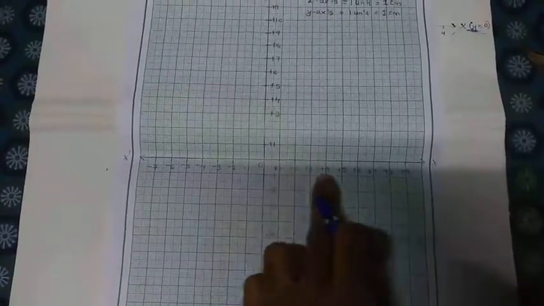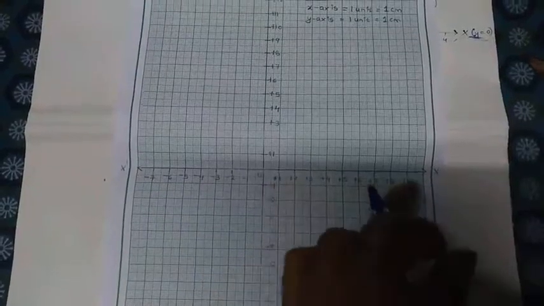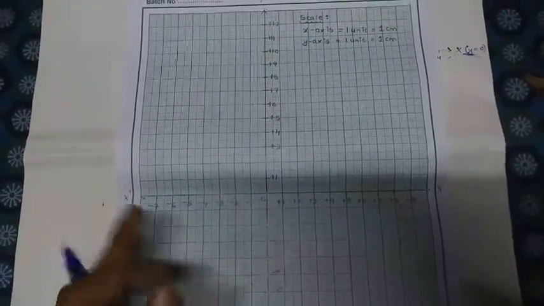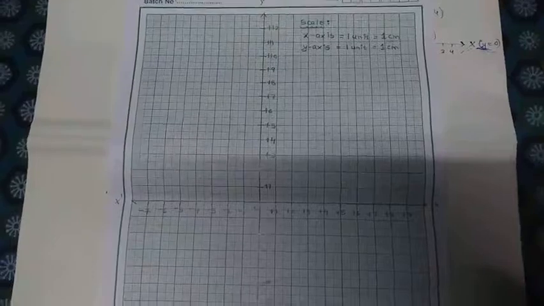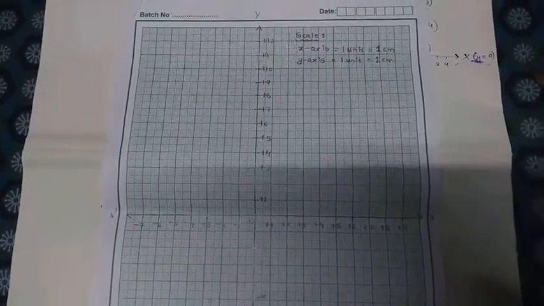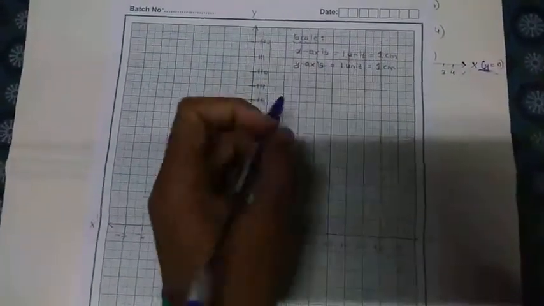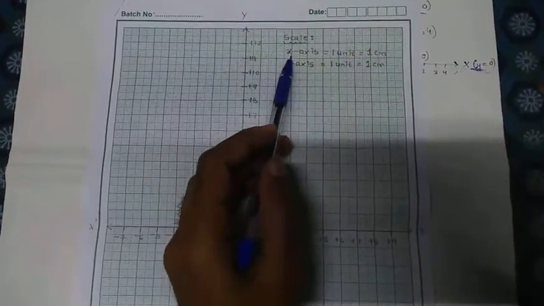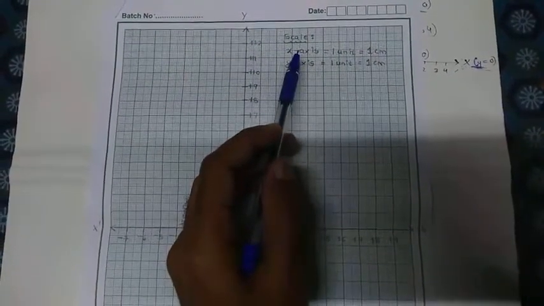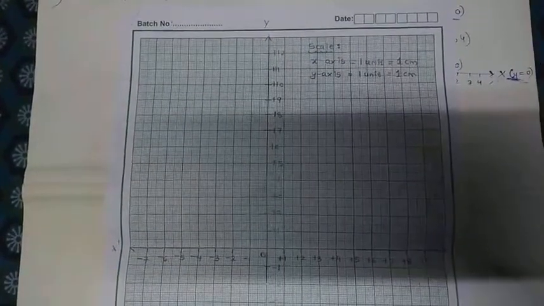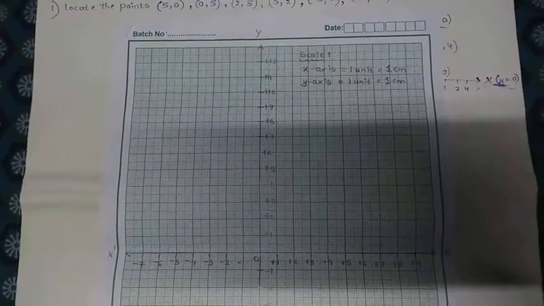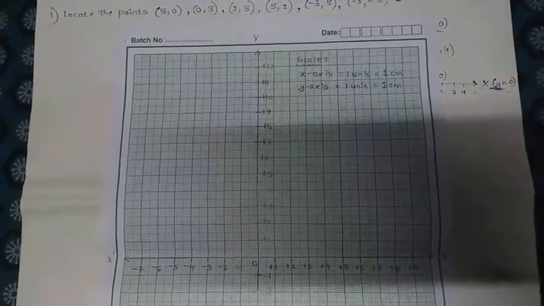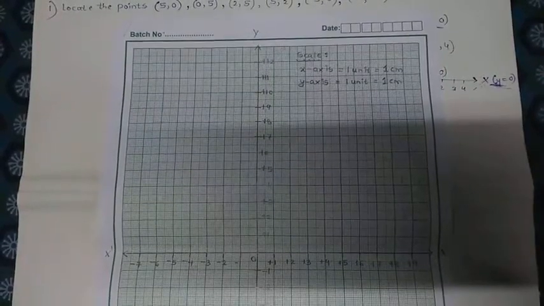Just name the numbers: 1, 2, 3 on the right side and -1, -2, -3 on the left side, plus 1, 2, 3 on the upper side and -1, -2, -3 on the lower side. When you are plotting the graph, the first important thing is writing the scale. This is very important and it carries 1 mark in your examination. If you forget to write the scale and plot the given coordinates without it, you will lose 1 mark. So you have to compulsorily write the scale.